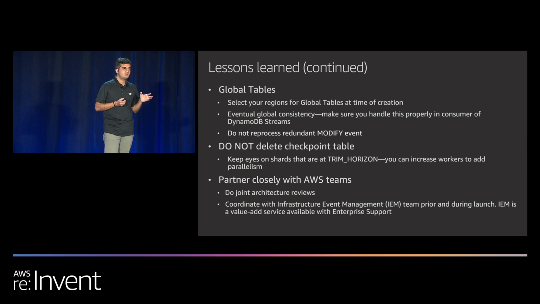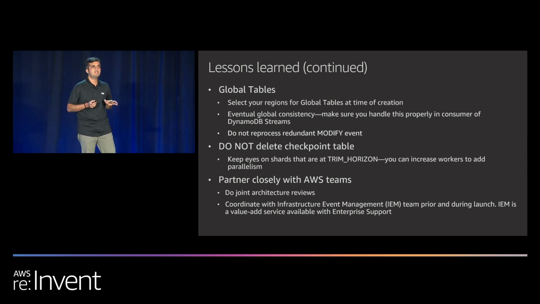If you see a shard with the checkpoint value as trim horizon, that means that shard doesn't have any lease attached to it, and it has not even started processing. If you see too many shards with the checkpoint value as trim horizon, it means your worker is processing really slow. It's time to add more parallelism by adding more workers.